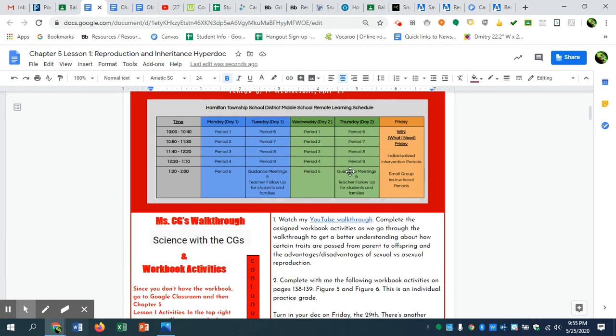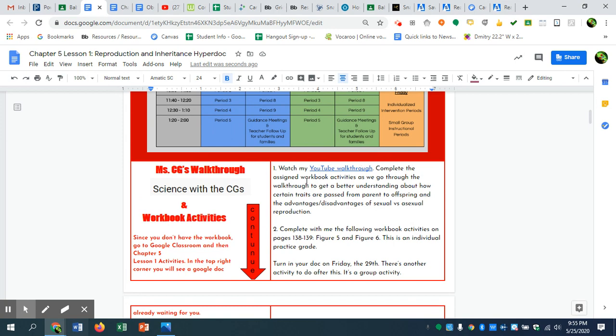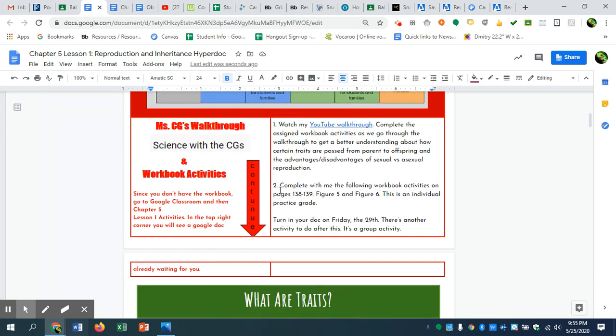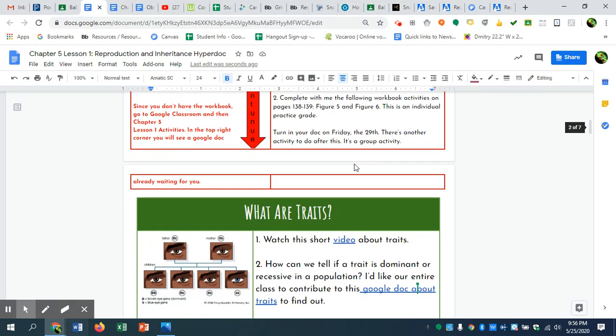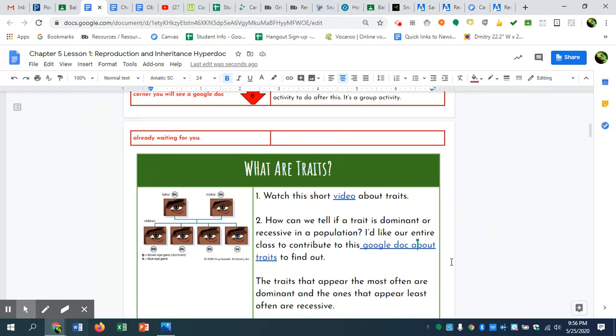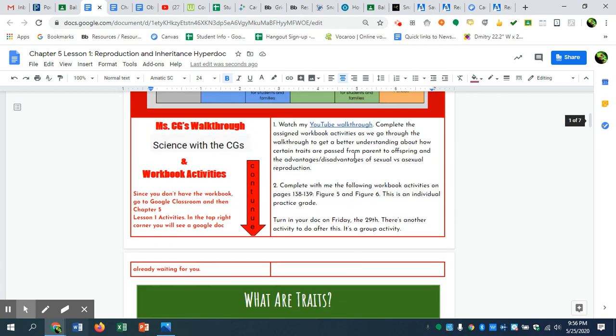Okay. So let's begin. We're going to start by talking about how certain traits are passed from parent to offspring. We only have two activities to complete here on pages 138 and 139. There's a short video to watch and then a group lab. Okay, so quick activity today.